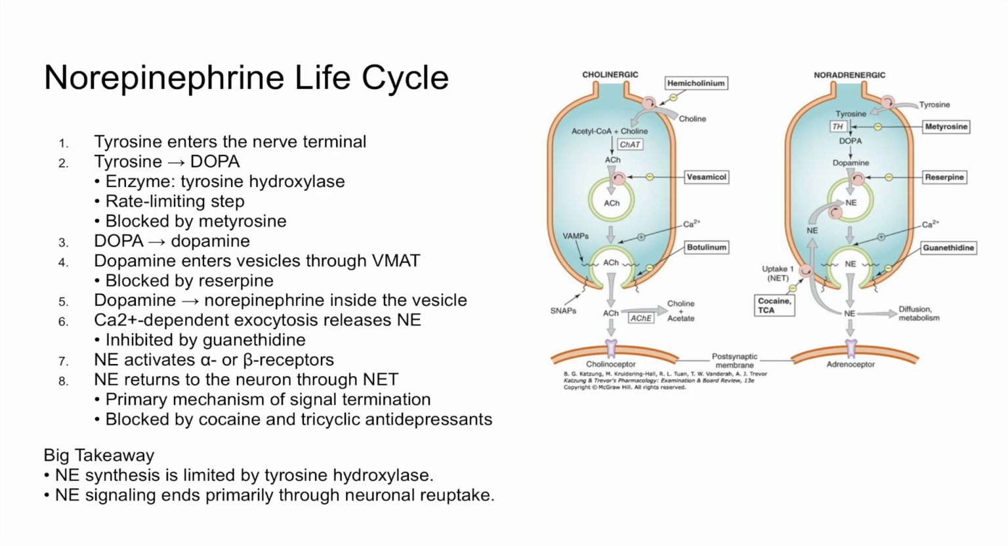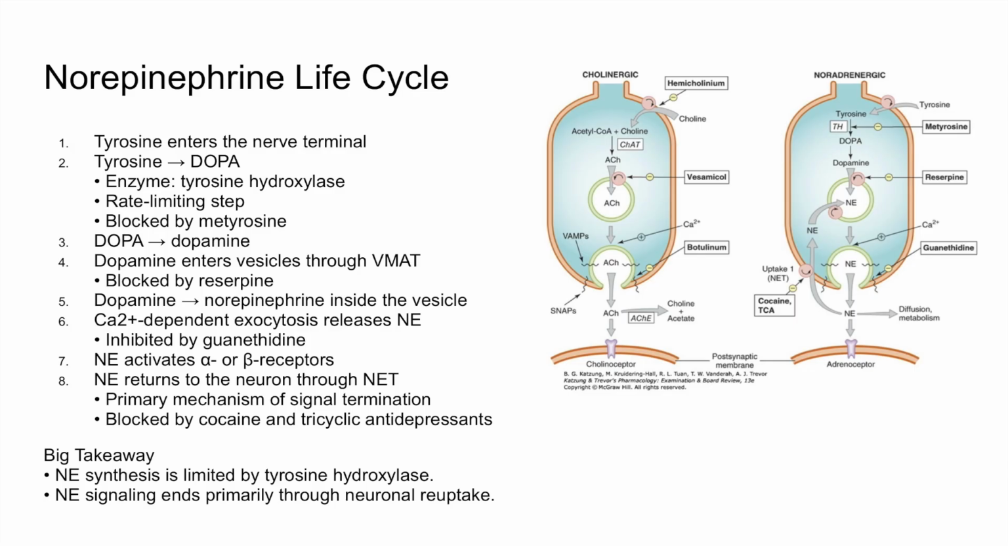Now, on the flip side, we have the norepinephrine life cycle. Norepinephrine synthesis begins with tyrosine. Tyrosine hydroxylase converts tyrosine to DOPA, which is the rate-limiting step and is inhibited by metyrosine. DOPA becomes dopamine, and VMAT transports dopamine into vesicles. Reserpine blocks VMAT and depletes stored catecholamines. Inside the vesicle, dopamine is converted to norepinephrine, and calcium-dependent exocytosis releases norepinephrine, a process that guanethidine can inhibit.